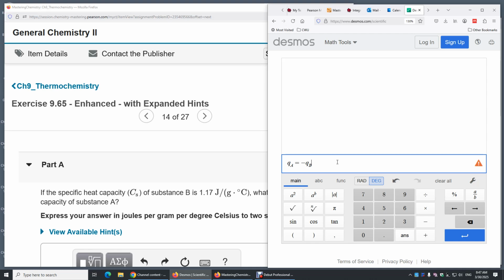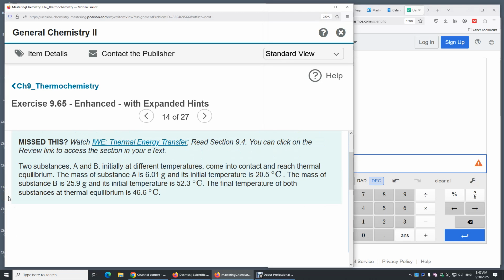It seems we have enough information to get Q sub B. We need the mass of B. We need this specific heat capacity of B. And also we need the temperature of B. They're all given up there. So let's find the information here.